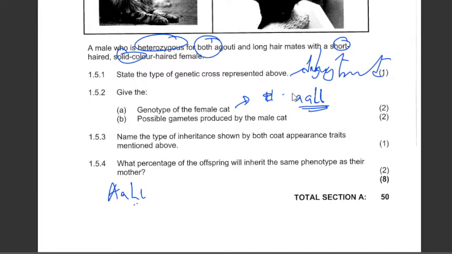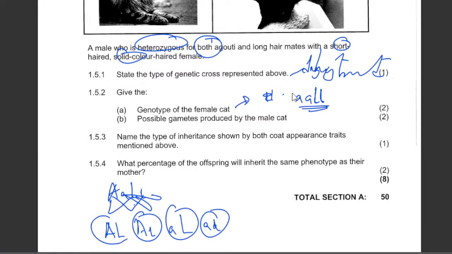They're looking for the gametes, of which this is going to go with this. I'm going to have capital A, capital L. This is going to go with that. It's capital A, small l. And then this with this, small a, capital L. And then this is this. It's going to be small a, small l. So basically, these are the gametes which are going to be formed.